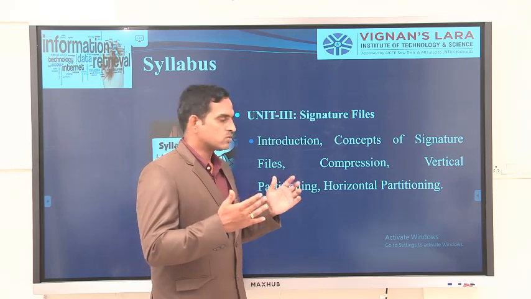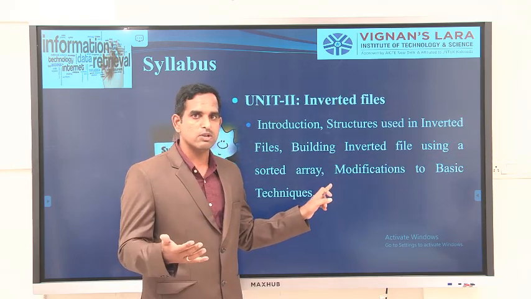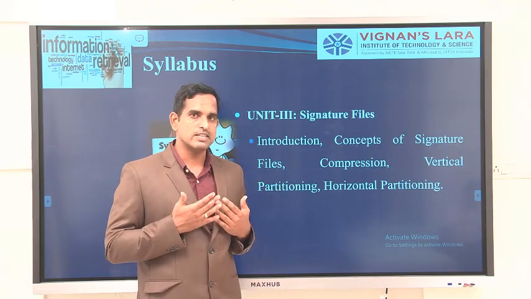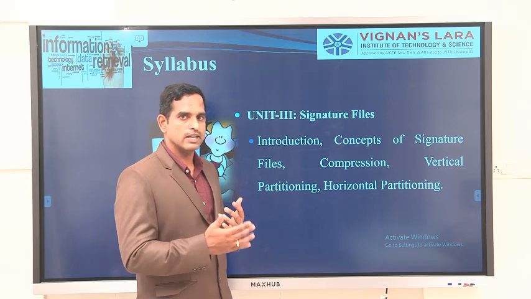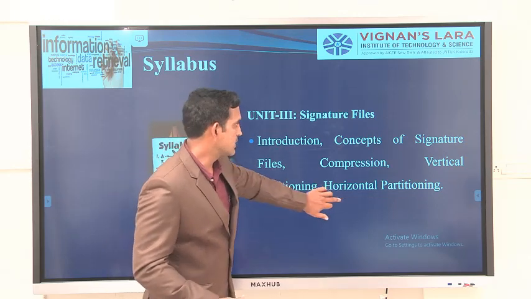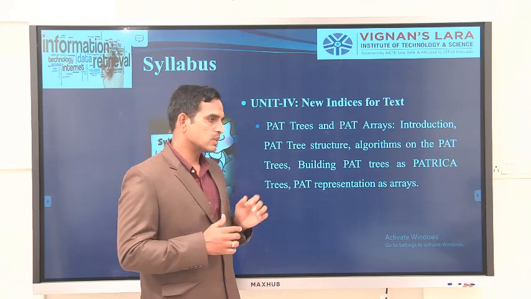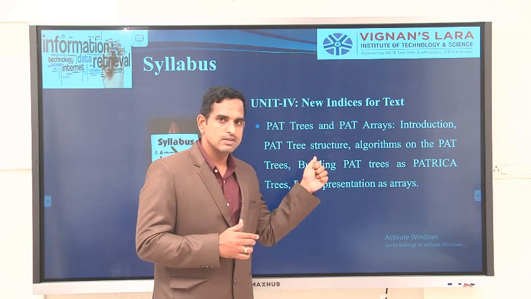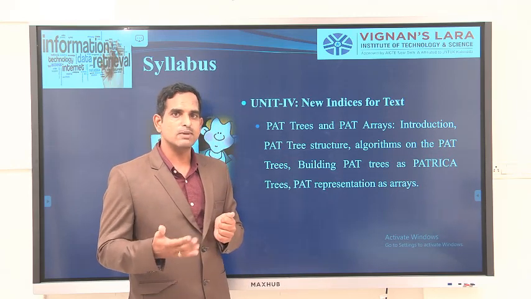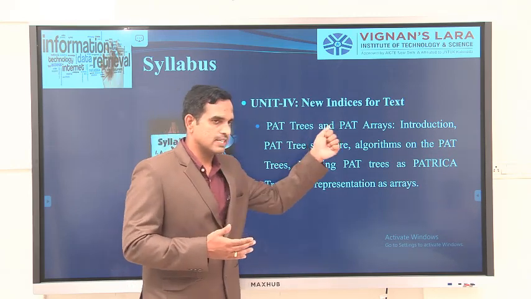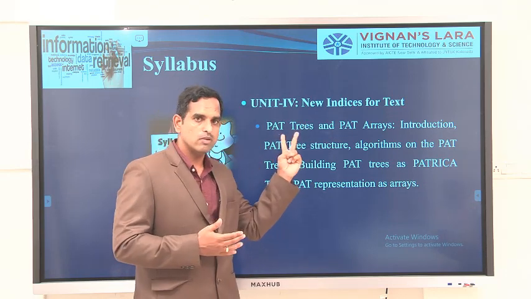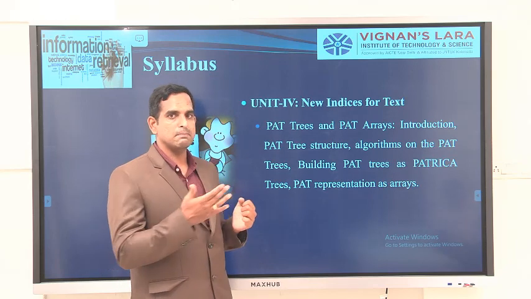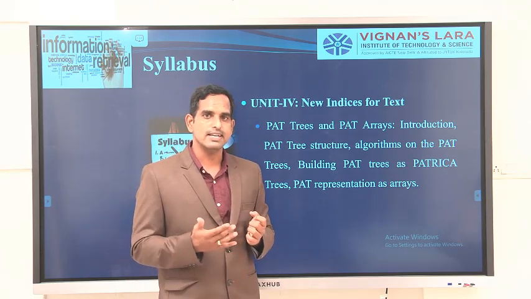So the second unit will be about how to store your files. The third unit will be about how to access your files quickly using signature files. The next, fourth unit will be about new indices for your text. The text search will be done by using text indexing. This text indexing will be done by using two structures called pat trees and pat arrays, which will be used for your text indexing methods.